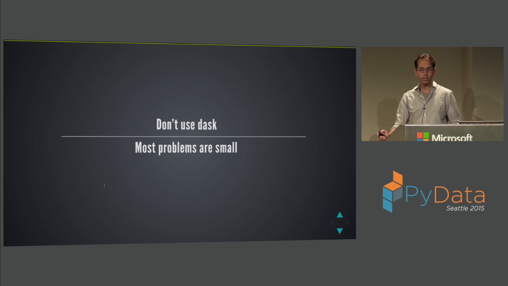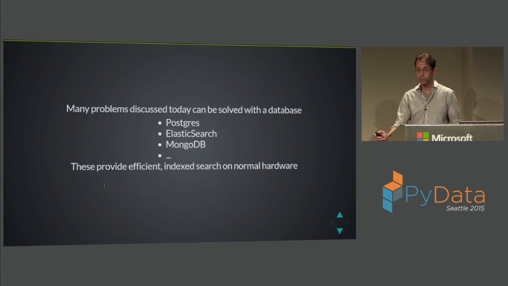Okay, that being said, you probably shouldn't use Dask because most problems are small. If Pandas will do, please keep using Pandas. And Pandas usually will do if you're a little bit smarter about using it. Also, don't use Dask because you should probably be using a database. Most problems we dealt with today can be solved with a database. In particular, these very unsexy technologies solve pretty much every problem we've mentioned today, the weather example excluded.